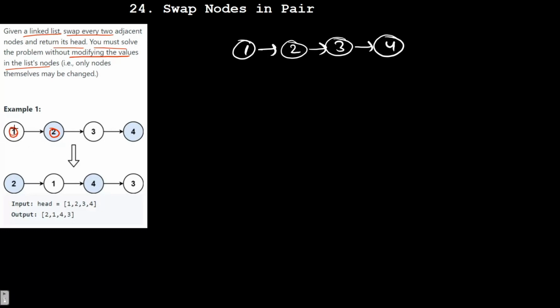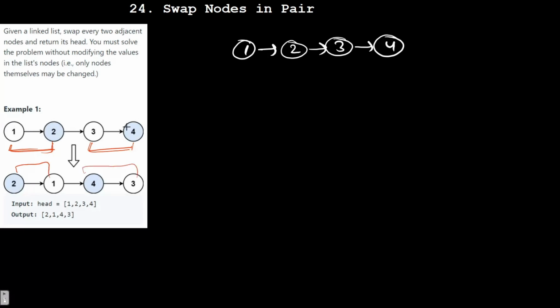Like we could do one thing, we could swap the value of 1 with 2 and 3 with 4. But this is not allowed in this problem. So what we have to do is swap the linked list nodes, not the values. So how can we do that? We have to swap these adjacent nodes, like 1 will be swapped with 2 and 2 will be swapped with 1. Similarly 3 will be swapped with 4 and 4 will be swapped with 3. So this is going to be our result, that is 2 1 4 3.